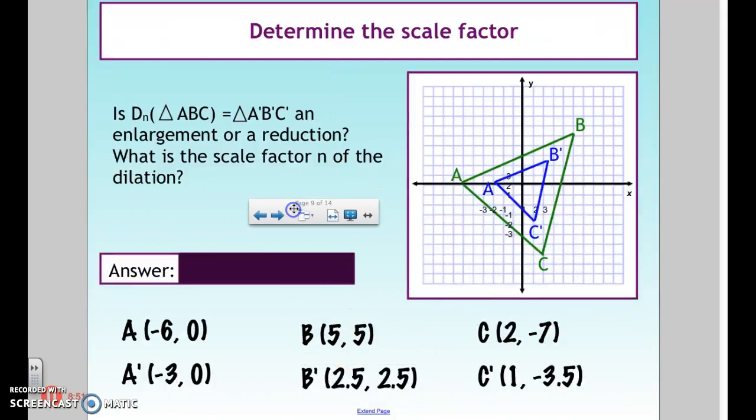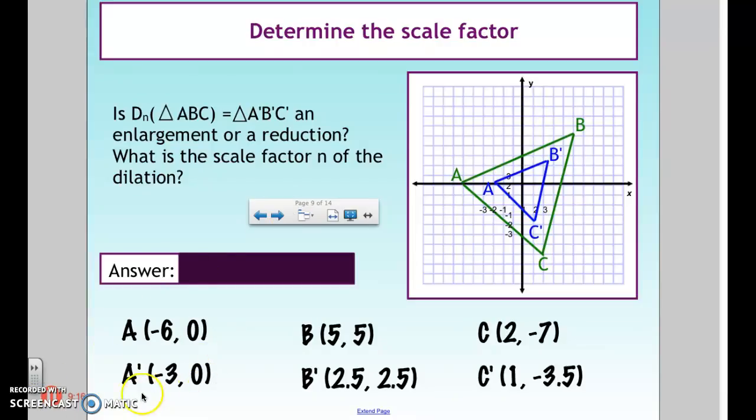So now you have to go back and actually determine what the scale factor is. So you have to look at your ordered pairs and figure out what can I multiply by to get from the original to the new, or looking from the new back to the original. Again, for your scale factor, you kind of want to work backwards. Start with the new image over the original.